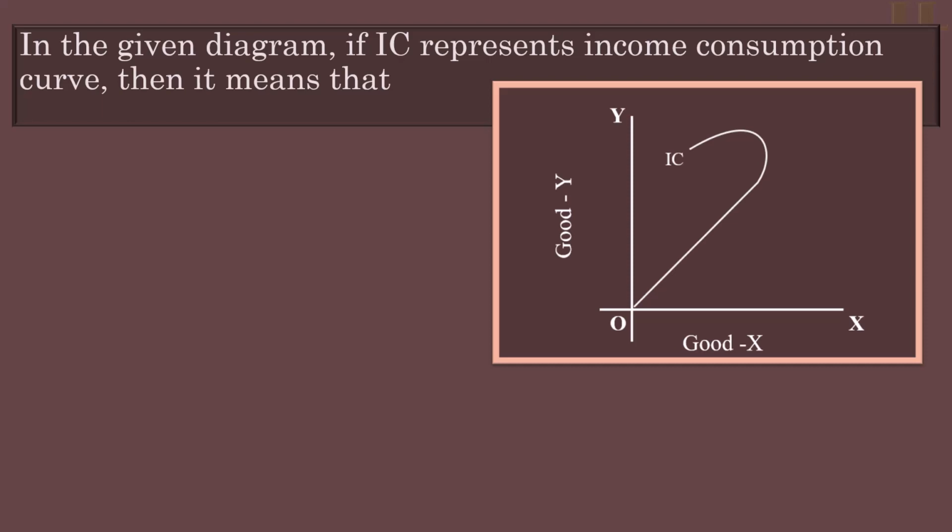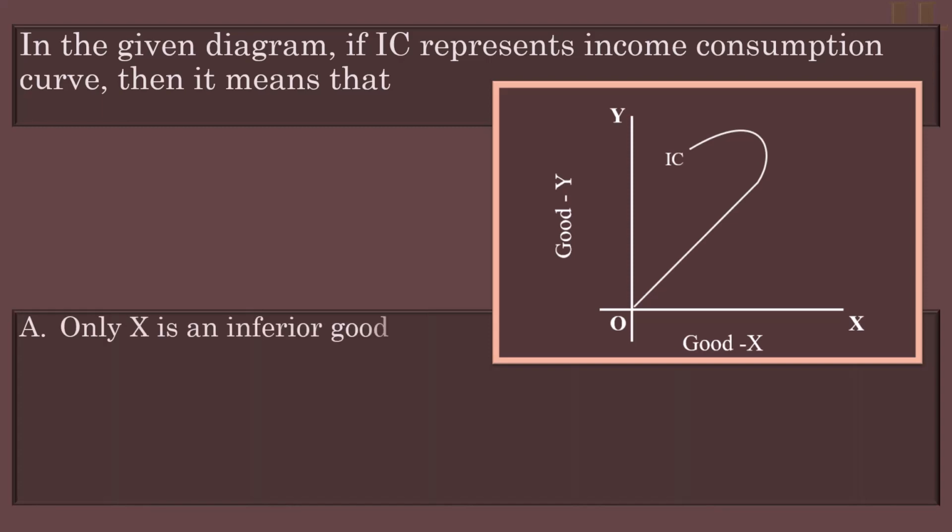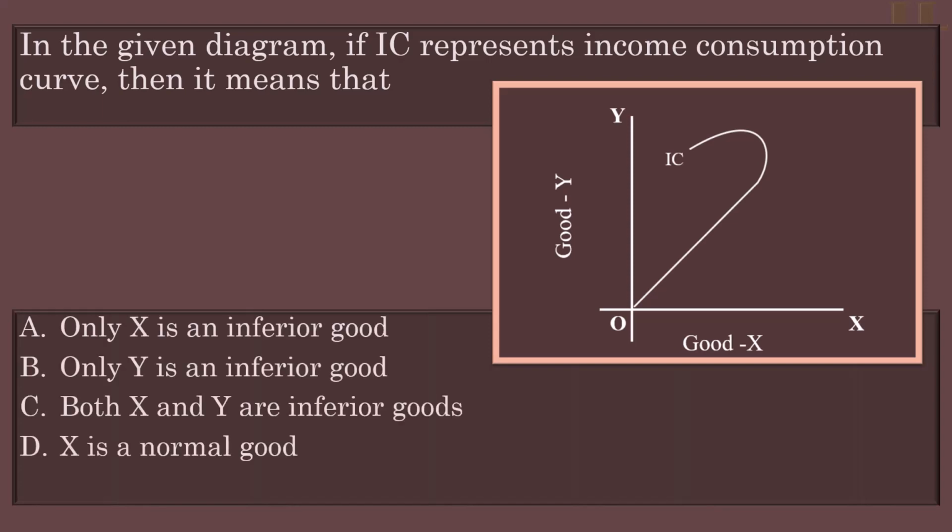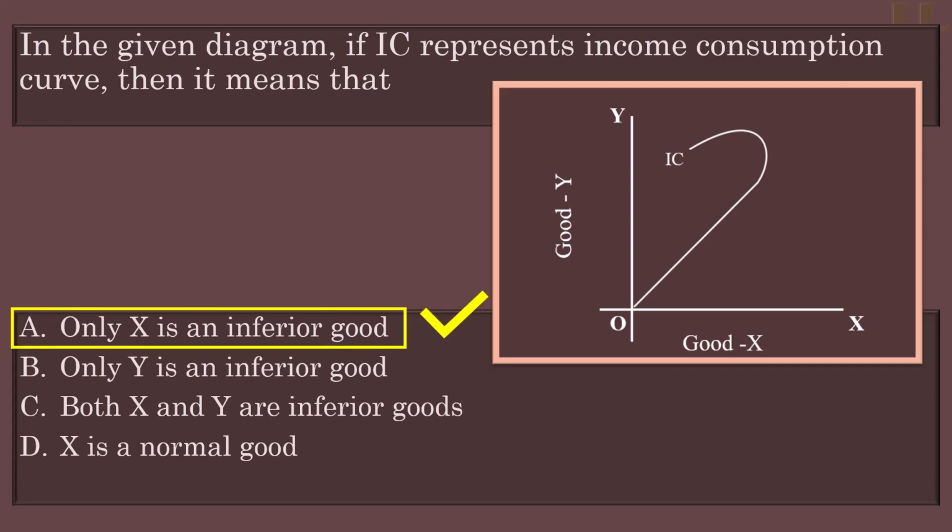Well, the next question. In the given diagram, if IC represents income consumption curve, then it means that, options: only X is an inferior good, only Y is an inferior good, both X and Y are inferior goods, X is a normal good. IC represents the income consumption curve. It is backward bending. So it is needless to say good X is inferior. Please refer my discussion on income consumption curve. Option A is correct. Only X is an inferior good.